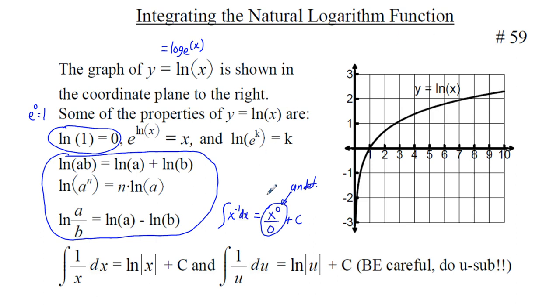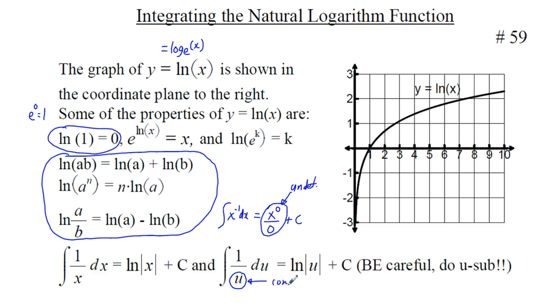If you go back to the note card lesson on the integral or derivative of ln x, you're going to see this 1 over x. Now, this one on the left, the integral of 1 over x dx, you get the natural logarithm of the absolute value of x plus c. But for this one, the 1 over u, this is for when you have the composition.